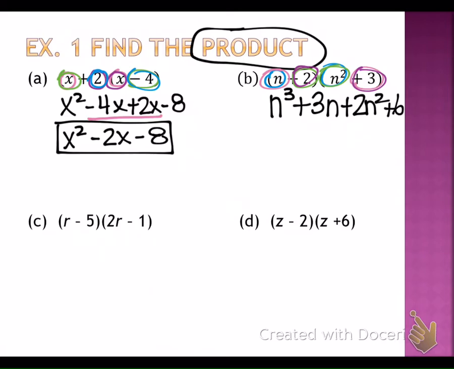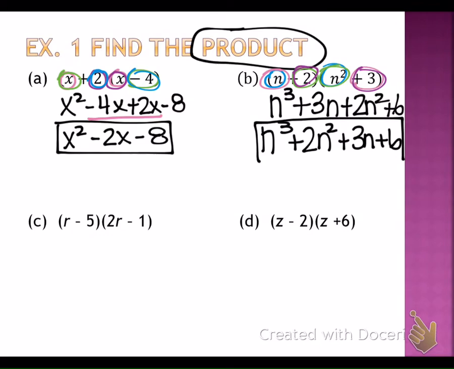So Alyssa, if we're going to put this in standard form, we don't have any like terms to combine. How do we put this in standard form? What is standard form? Right. The largest exponent down to the smallest. So for this problem, what does it need to say? N to the third plus 2n to the second plus 3n plus 6. There we go. We need to switch the 2n squared and the 3n, and then we can box in our final answer. All right? We've got n cubed, n squared, n, and then a constant. So that is standard form.